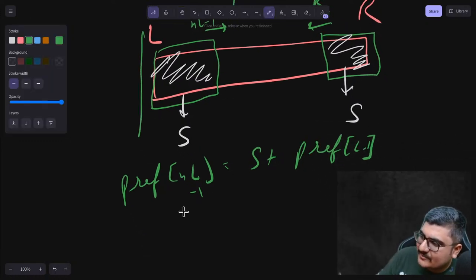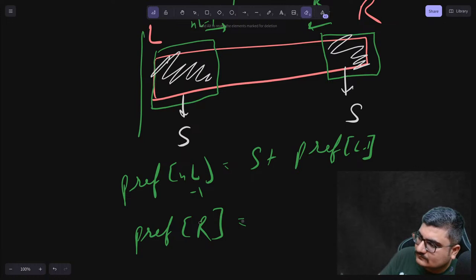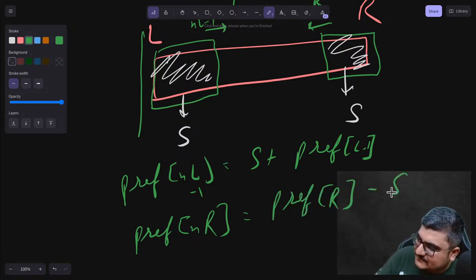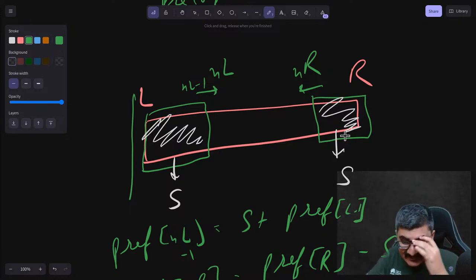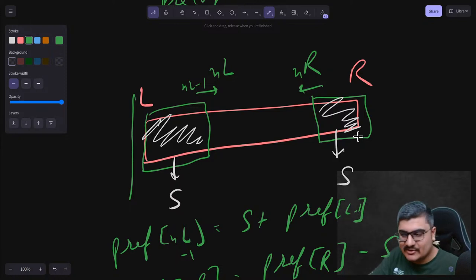And similarly, the sum of the first R elements would be the sum of the first NR elements, the new right pointer, plus S. Because if I am incrementing both the pointers together, then whatever elements I have processed on the left side and whatever I have processed on the right side, that sum should be equal. No, I am not planning to do G because I don't know how to solve it.